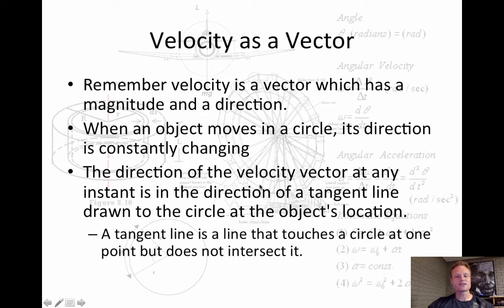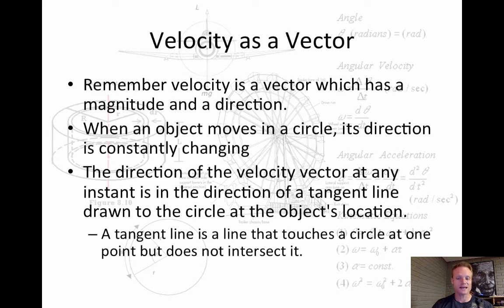So we've been talking about how velocity is a vector. Basically a vector is something that has a magnitude and a direction attached to it. When an object moves in a circle, its direction is constantly changing. Think about that. It's not like you're just going in a straight line. You're constantly changing your direction.